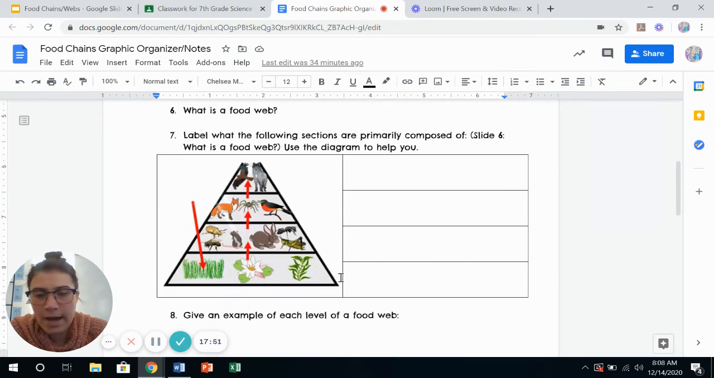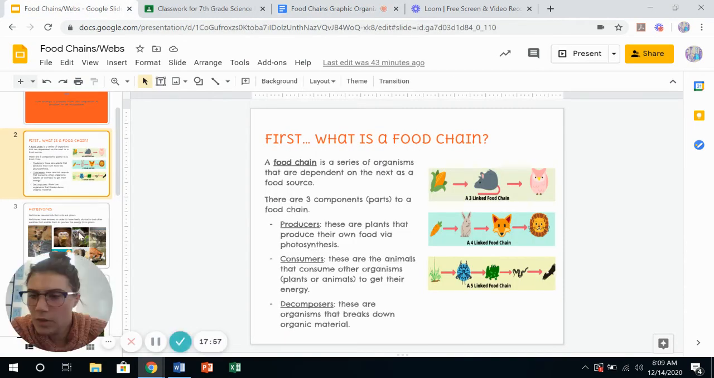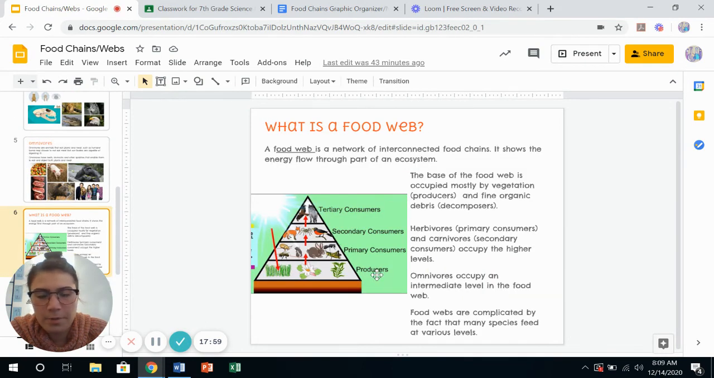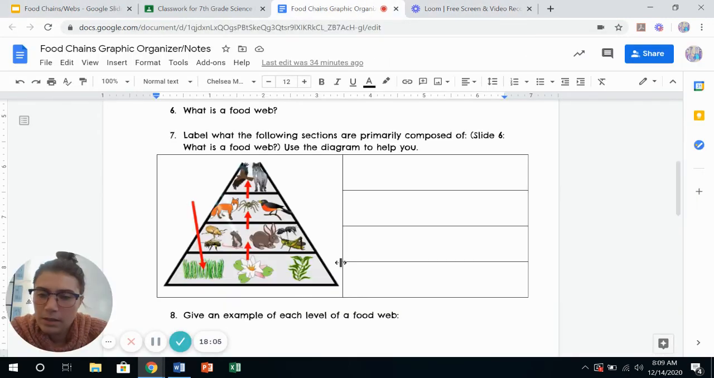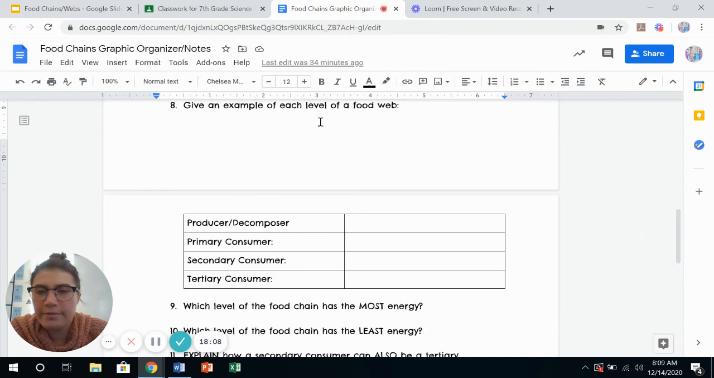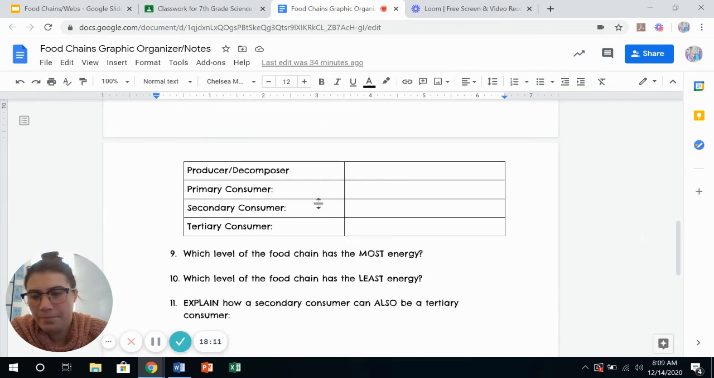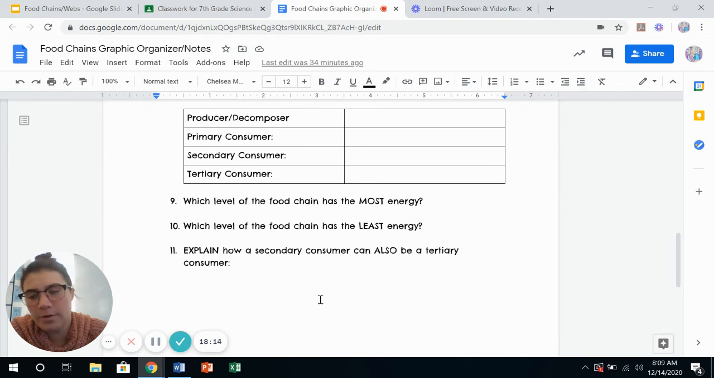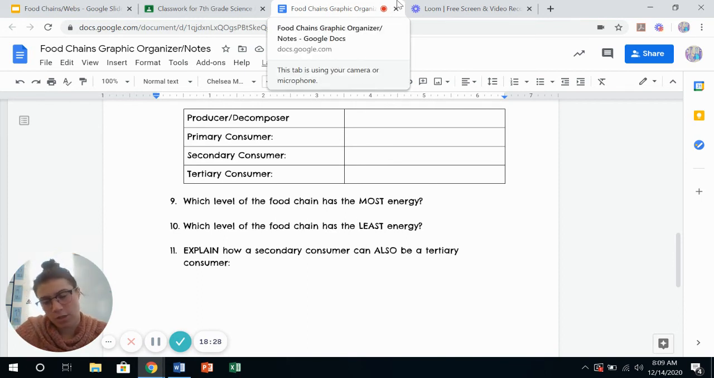In this, I want you to look at the diagram on slide 6, and you are just going to put producers, primary, secondary, and tertiary. Then you are going to give an example of each level on a food web. That's going to be easy. And then this is where you're going to explain how a secondary consumer can also be a tertiary consumer, and explain the level on the food chain that has the most and least energy. Once you have that done, and you're done watching the video and looking at the presentation, you can turn that in.